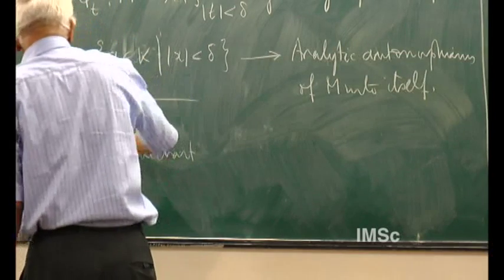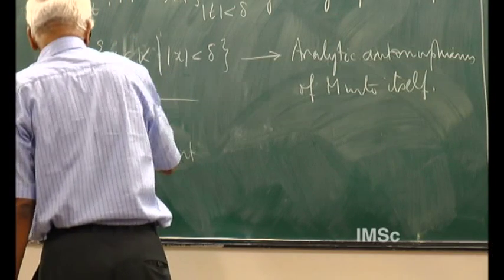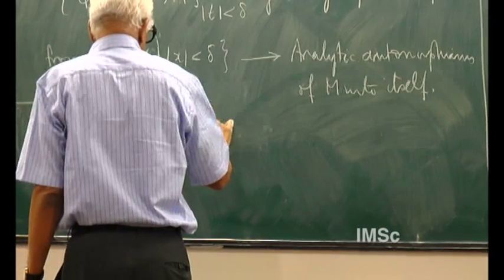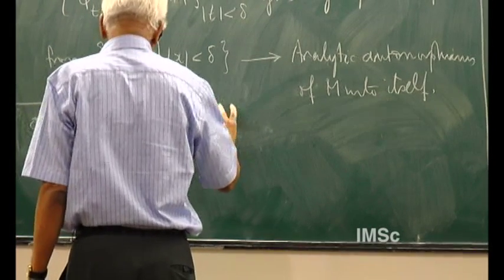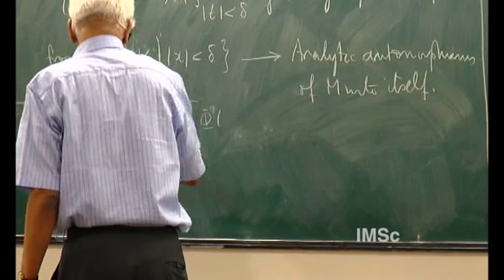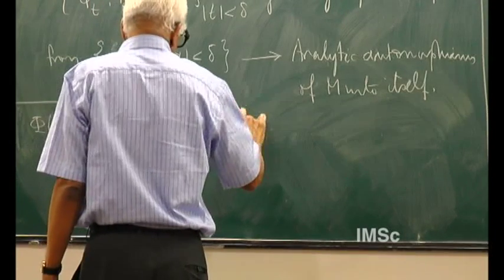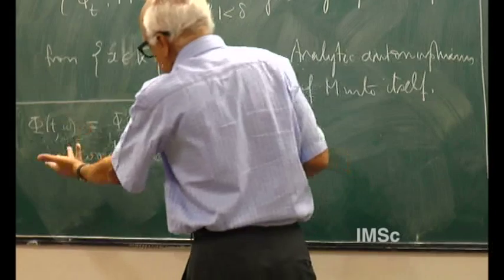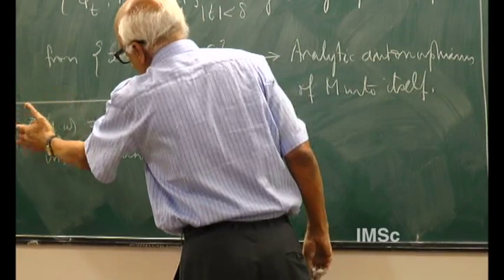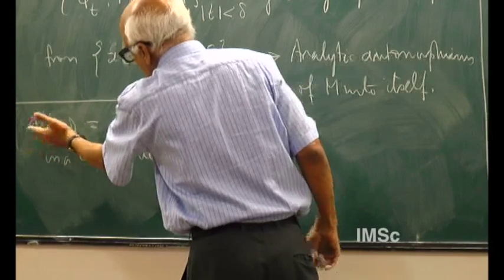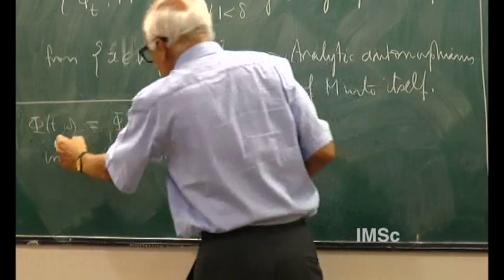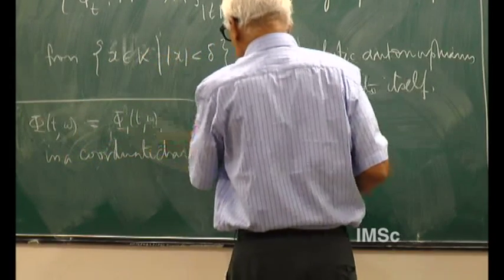phi t omega looks like phi 1 t omega, phi 2 t omega, etc., phi m t omega. In an interval of functions, phi is a mapping from omega into m. You use a chart, and you can assume that your t is going to be small so that everything happens inside the chart. So phi t omega becomes phi 1 t omega, etc., phi m t omega.